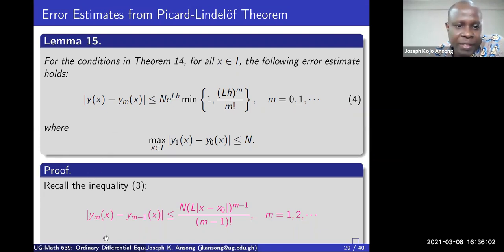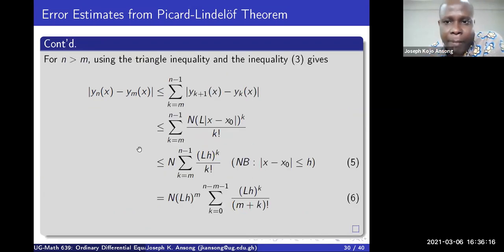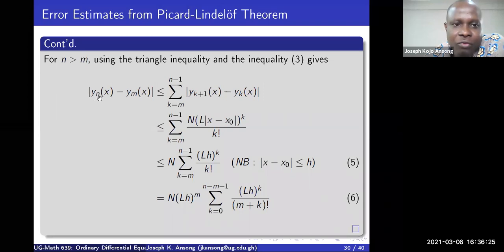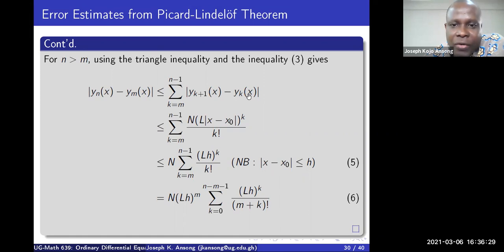Okay, so to prove this, we have to recall this inequality that I mentioned is important. We'll be using it again, so I just rewrote it here so that we can refer to it. Now, we're going to start from here. For n greater than m, we can use the triangle inequality to show that the absolute value of y n of x minus y m of x is less than or equal to this.